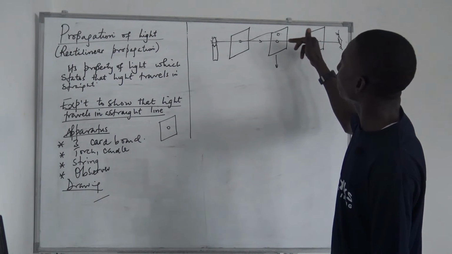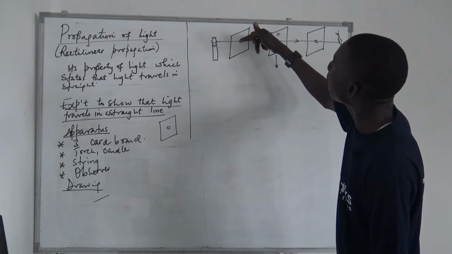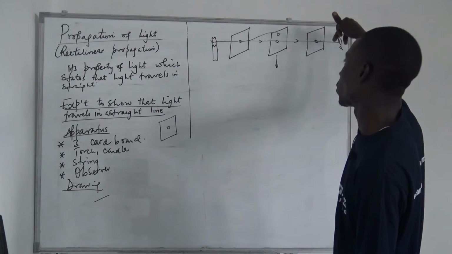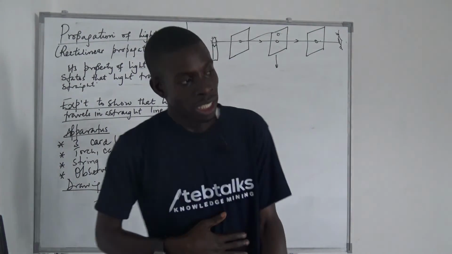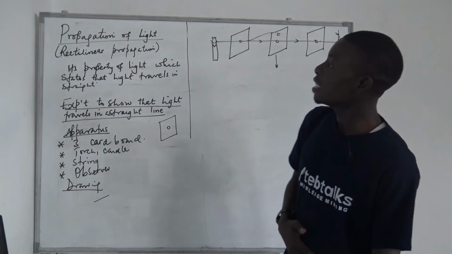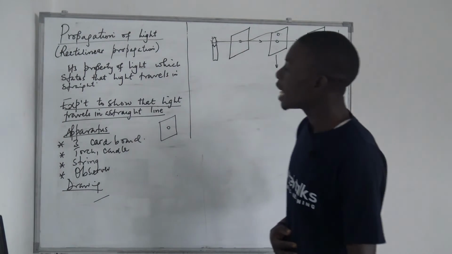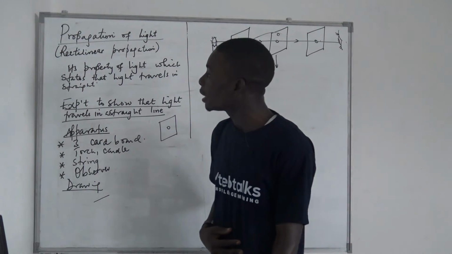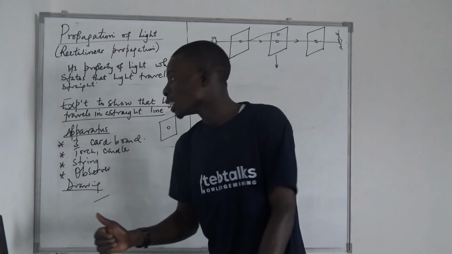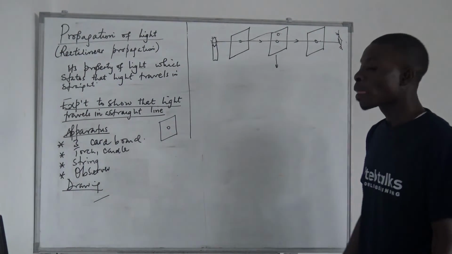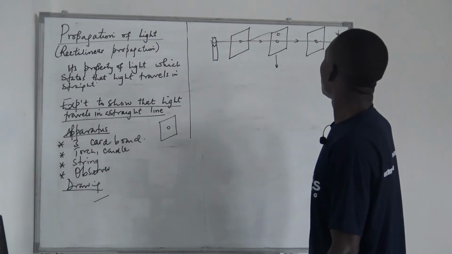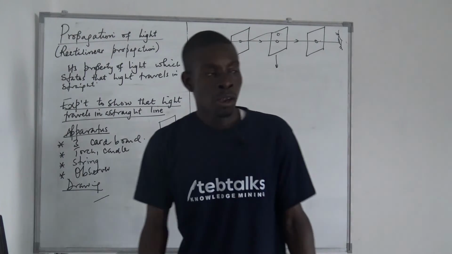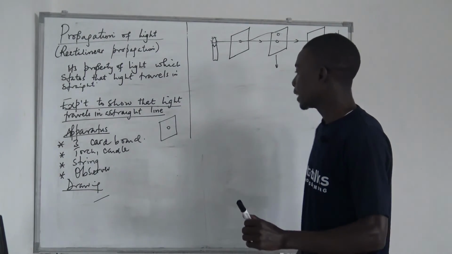Is that okay? That if the hole is displaced up, the light will not bend to go up and then pass through. Is that okay? It will be blocked. Therefore, light travels in a straight line. And that is enough proof that light travels in a straight line. Is that okay? Good. So that is about rectilinear propagation of light.